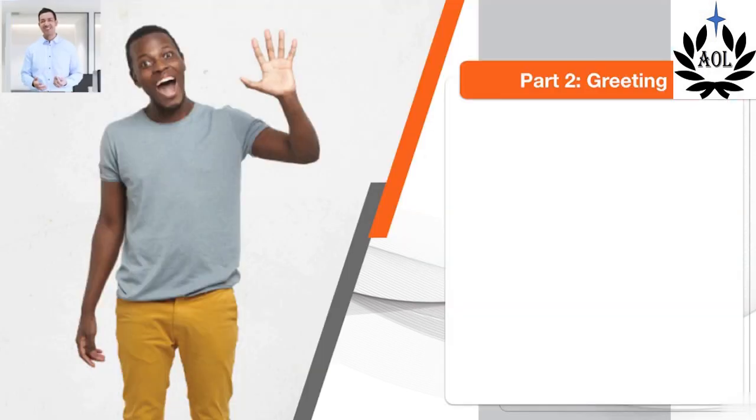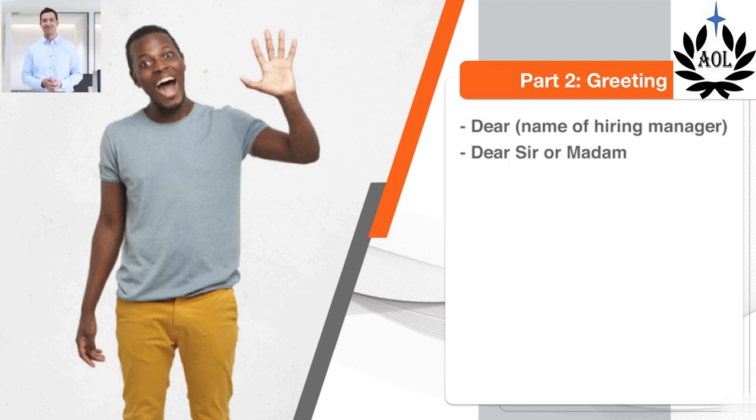The next part of the cover letter structure is your greeting. This is the part of the letter that should be used to greet the person to whom you're writing. There are a number of ways in which you might begin your letter. Ideally, if you know the name of the hiring manager, you would write Dear Mr., Mrs., Ms., plus the surname of the hiring manager. Now, if you don't have the name of the hiring manager and can't find it, here are some alternatives that you can use. Dear Sir or Madam, To whom it may concern, Dear Hiring Manager.